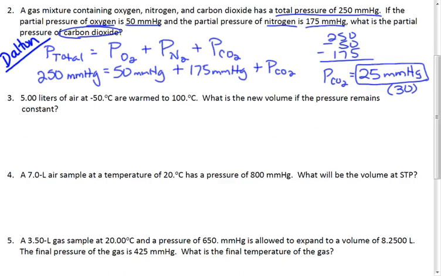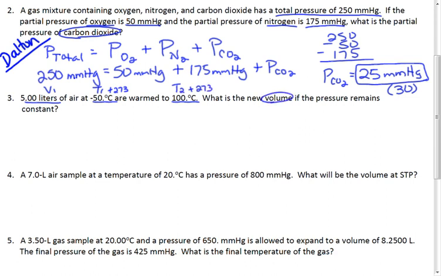Number 3, we have 5 liters. Liters is going to indicate that we have volume, and it's at negative 50 degrees Celsius. Don't forget to add 273. You'll never have a negative number if it's in the Kelvin scale. And it's warmed up to 100 degrees Celsius. So that's our second temperature. Add our 273 to it.